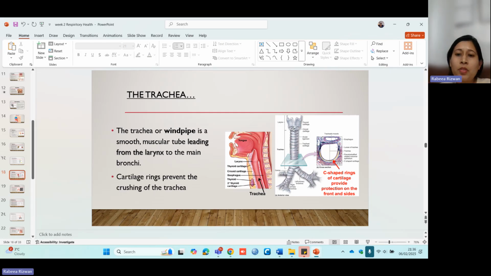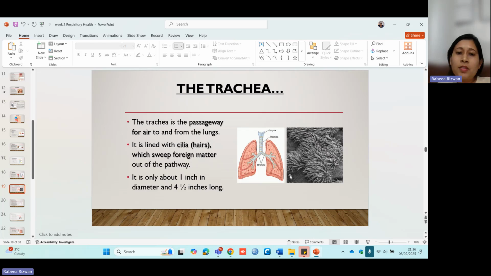Next is the trachea. Following the larynx is the tube, which is like a tree but made up of cartilage. It is also called the windpipe, and it's a muscular tube leading from the larynx to the main bronchi, right and left. These are actually cartilaginous rings that prevent the crushing of the trachea. The trachea is also a passageway of air. It is also lined with cilia hairs, which sweep foreign material out of the pathway.